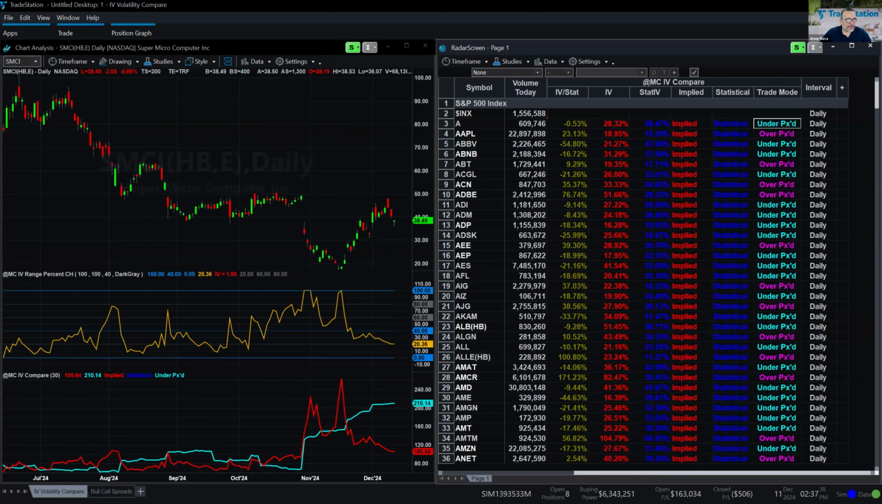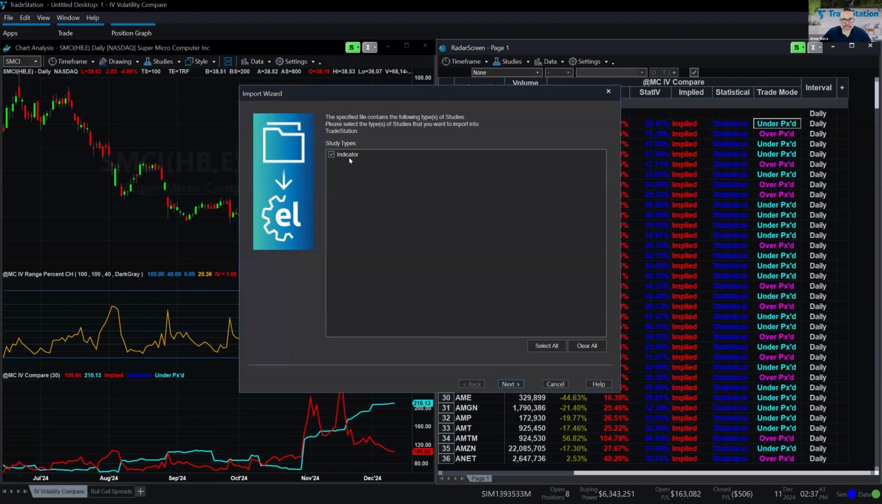When you double click on that file, this is what pops up. This is the import wizard. Notice that it has indicator checked. When I click next, it has the three indicators, IV compare and IV range percent.